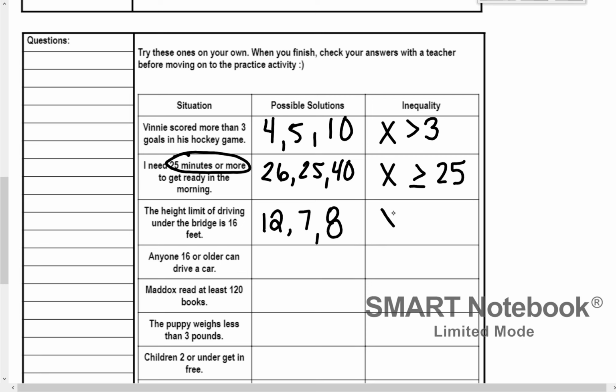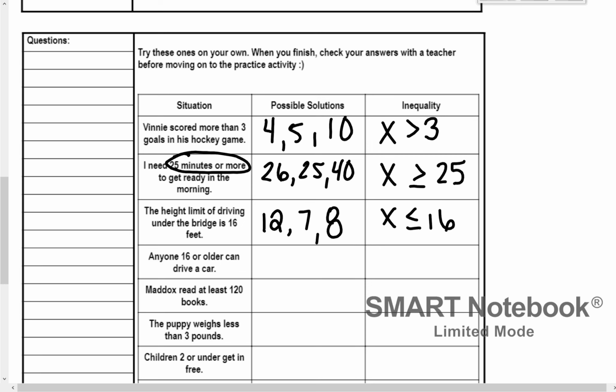The height of the car we are representing with x. We don't know how tall your car is. The limit is 16 feet, so these numbers have to be less than 16. Since it's a limit, they're telling you the height limit is 16 feet. It could also be equal to 16 feet because that's not the exact distance from the ground to the bridge. I'm going to guess it's probably like 16.5 feet or whatever. They're giving you those 6 inches of wiggle room. But it could also be equal to 16 if that's the height limit.